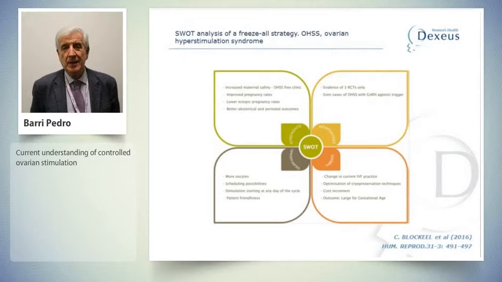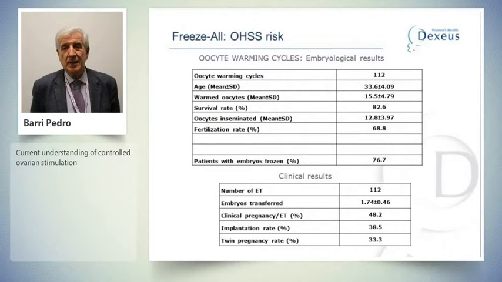And the opportunities are that more oocytes can be retrieved because you can push the ovarian stimulation a little bit further. You can schedule the embryo transfer chronology. Stimulation can start any day of the cycle and is really a friendly protocol for patients. We have some data from our group in patients at risk of ovarian hyperstimulation in which these were oocyte vitrification. In these cases now, we vitrify embryos and not oocytes.